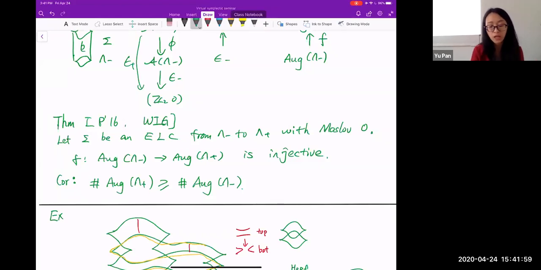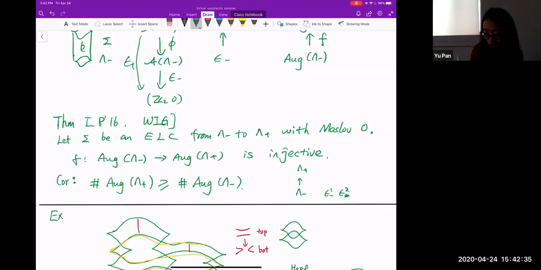And in this collaboration workshop, we found a new proof that works more generally, works for links, and I think it's more natural. So I want to spend the rest of the time talking about the strategy of proof of this main result. To prove this injectivity, basically say there is a cobordism from lambda minus to lambda plus, and suppose we have two augmentations at the bottom that will induce two augmentations on top. And we want to show that if the top two are equivalent, basically meaning DGA homotopic, then the bottom two are equivalent.